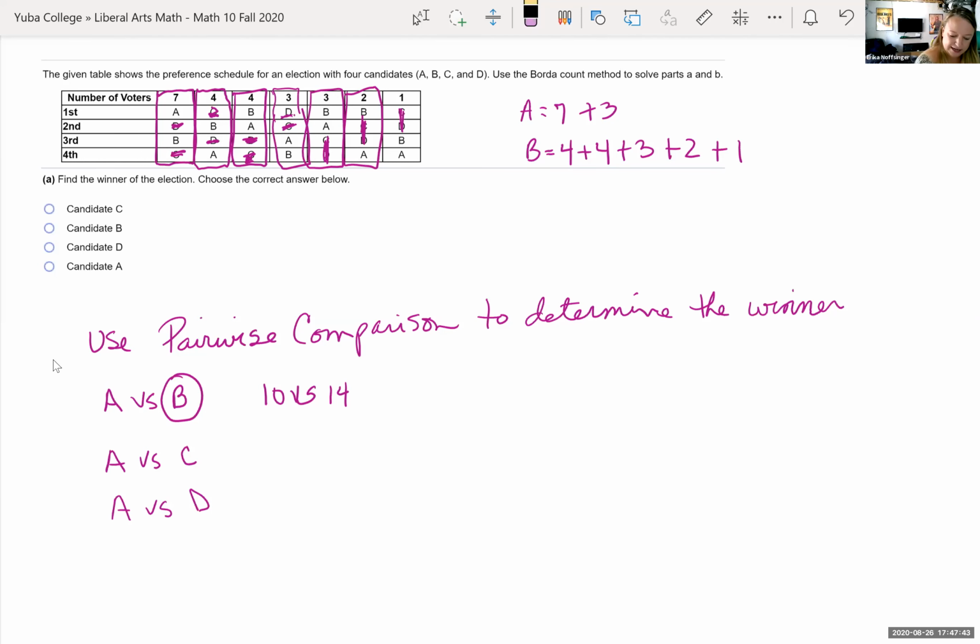So go through again. Now we want to look at if it was just A and C in the election and we got rid of the other 2 candidates, who would rank top? Okay, so let's look at A versus C. And so you will cross out D and B in all of these.